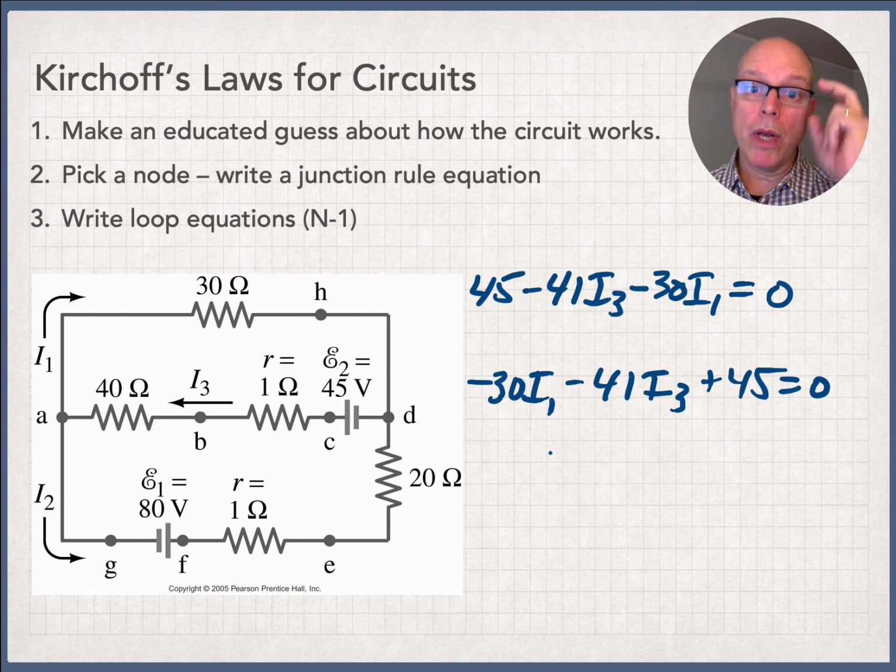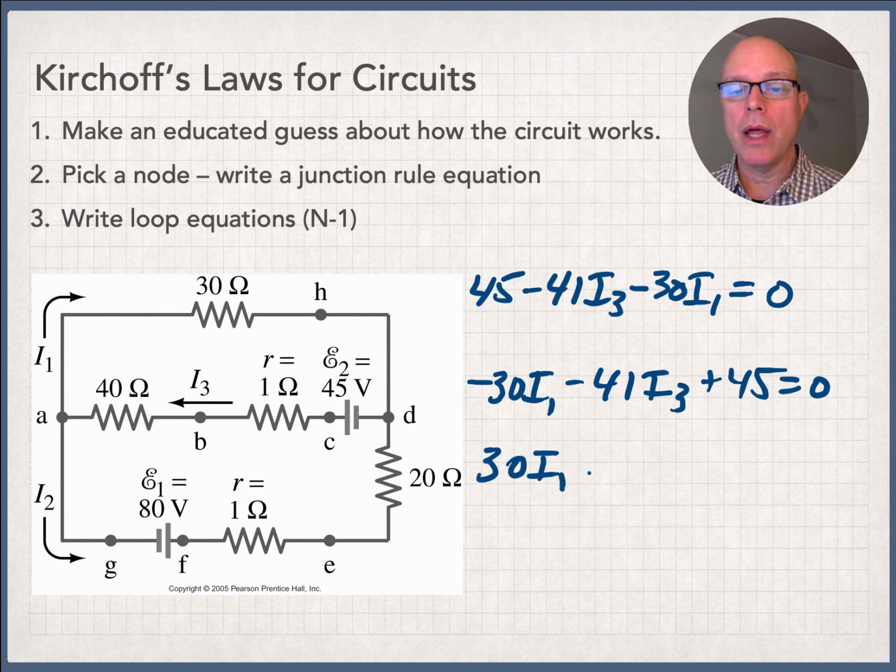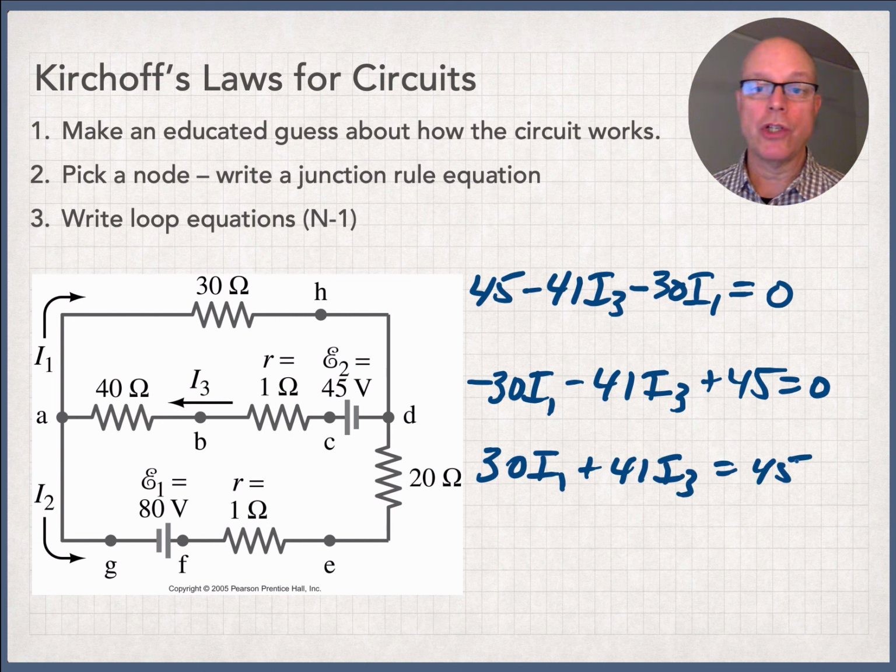But what I'm going to want to do later is actually nudge these numbers over to the other side. And if I do it, it becomes a minus 45. And then I realize all my terms are actually minus. So in algebra, it's fine to multiply a whole equation by -1 as long as you do it on both sides. So if I rewrite this one as 30 I1 plus 41 I3s equals 45, that should all check out too. Okay, so that's just a different way to write it.